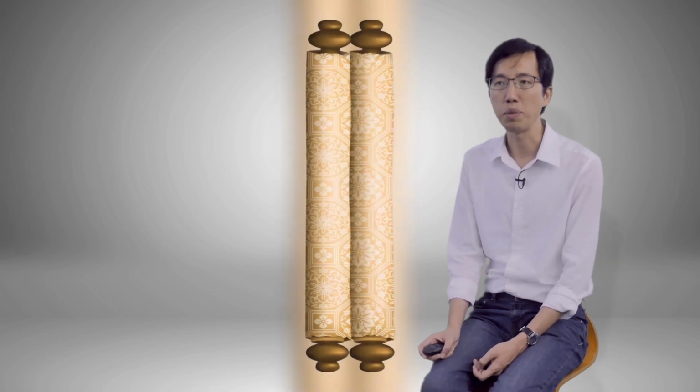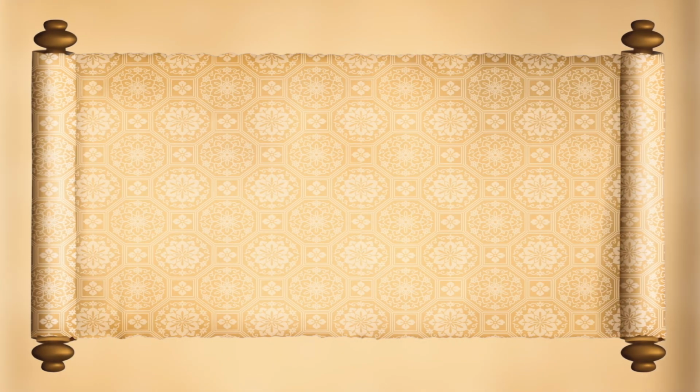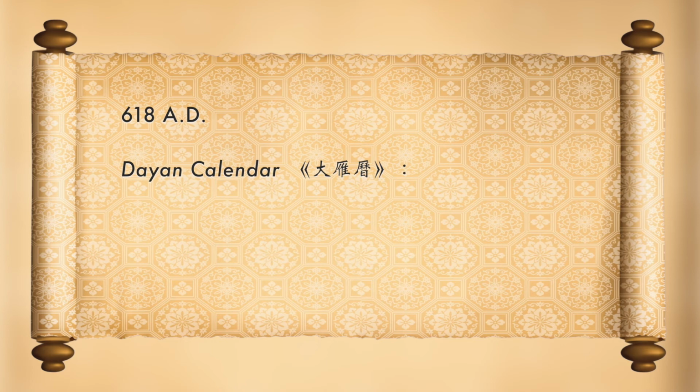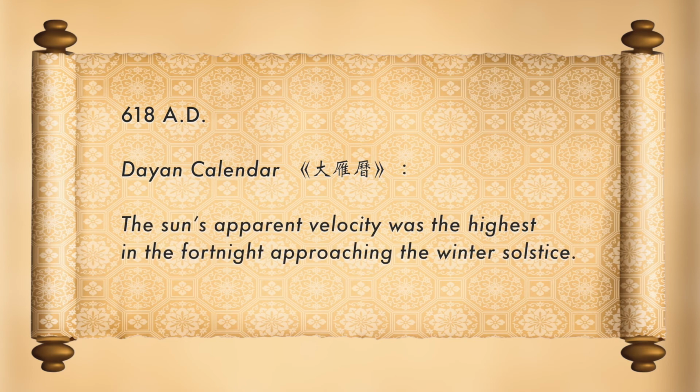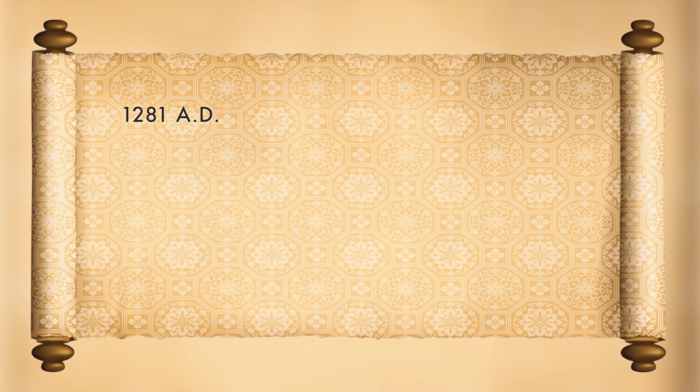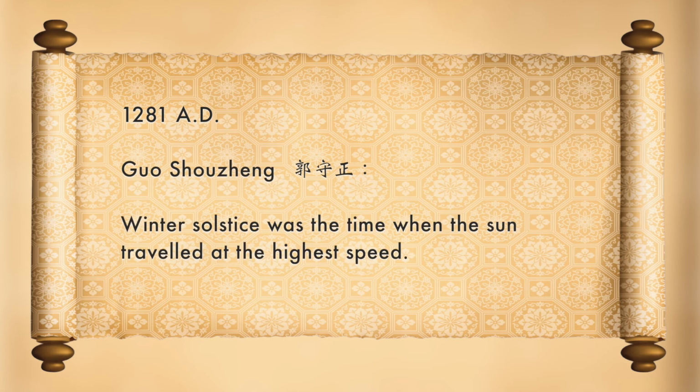How much did the ancient Chinese people know about that? As recorded in AD 618 in the Da Yan calendar in the Tang Dynasty, they found that the sun's apparent velocity was the highest in the fortnights approaching the winter solstice. In AD 1281, Guo Shoujing affirmed that the winter solstice was the time when the sun traveled at the highest speed. Although there wasn't any record saying how much slower or faster than normal it was, at least they detected something like the velocity fluctuation.